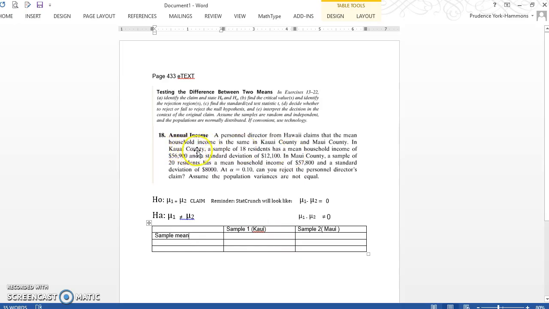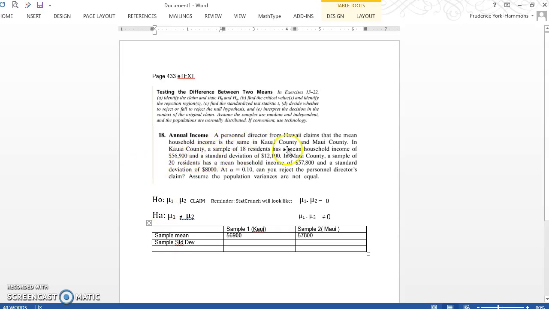It says in Kauai County, a sample of 18 residents has a mean household income of $56,900. So 56900. And for Maui, it says in Maui County, a sample of 20 residents has a mean household income of $57,800. So 57800. The next thing it's going to ask you for in StatCrunch is the sample standard deviation.